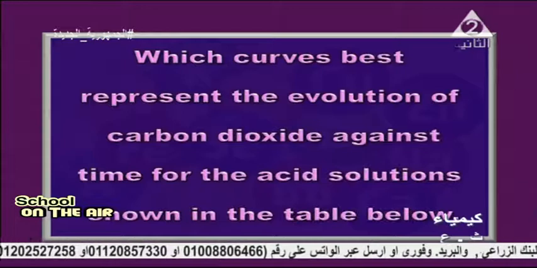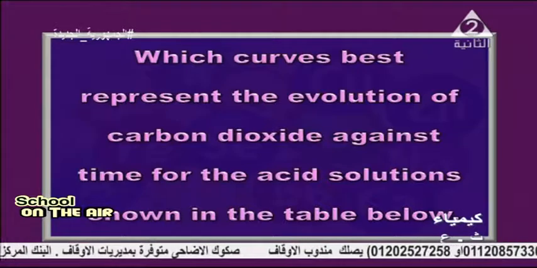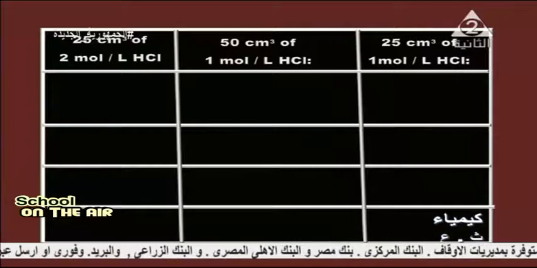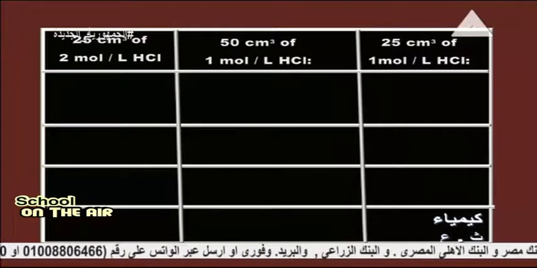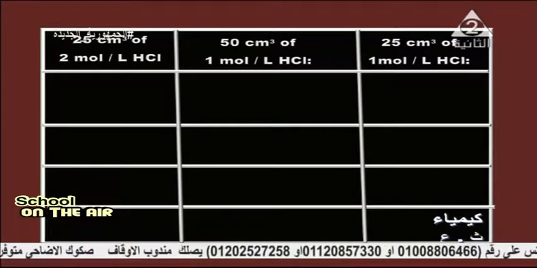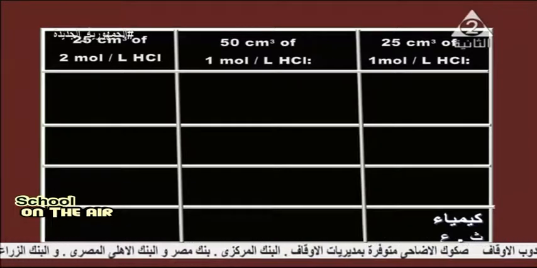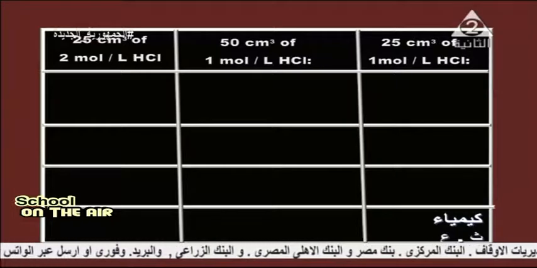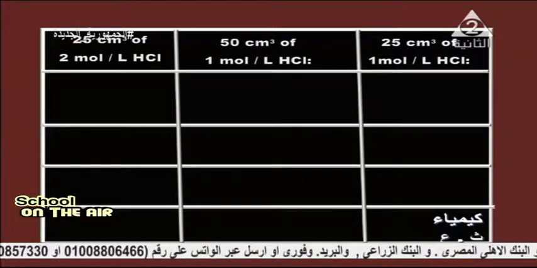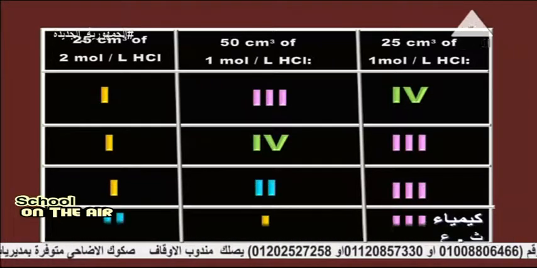So, which curves best represent the evolution of carbon dioxide gas against time for the acid solution shown in the table below? Here we have 25 cubic centimeter of 2 molar hydrochloric acid, this concentration and this volume for the first column, and second column volume 50 cubic centimeter of 1 molar hydrochloric acid, and third column 25 cubic centimeter of 1 molar hydrochloric acid. So which choice we are going to choose?